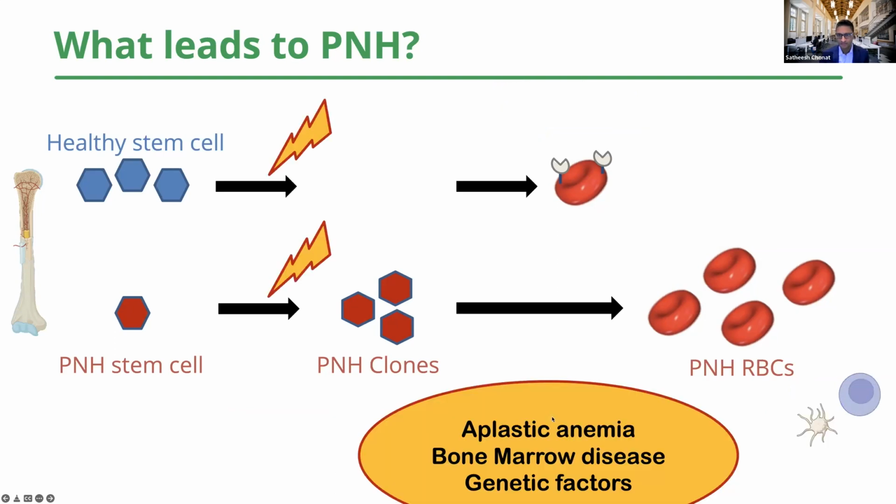Now, this genetic defect that we discussed earlier alone is not sufficient to cause PNH. We know now there are several internal as well as external factors which seem to drive the expansion of these PNH clones to result in PNH red blood cells. Some of these factors I've listed here are aplastic anemia, which as some of you may know, is when there is a reduced number of cells within the bone marrow, and this can co-occur in PNH. The other conditions which also seem to drive or weaken the bone marrow are bone marrow disease and various genetic factors. The signs of this bone marrow defect that we'll discuss later are low red blood cell count, low white blood cell count, and also low platelets.